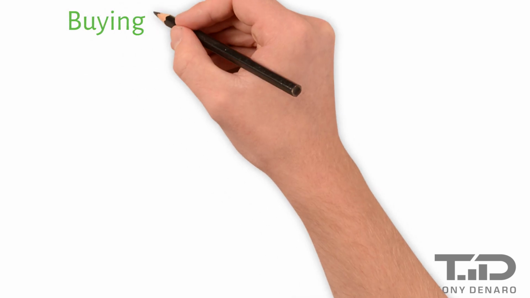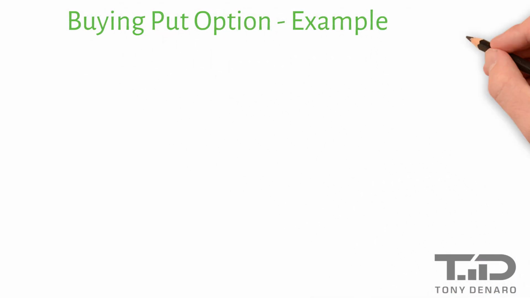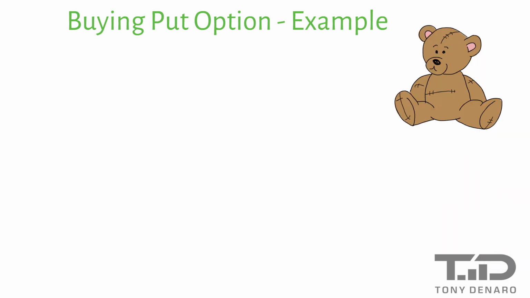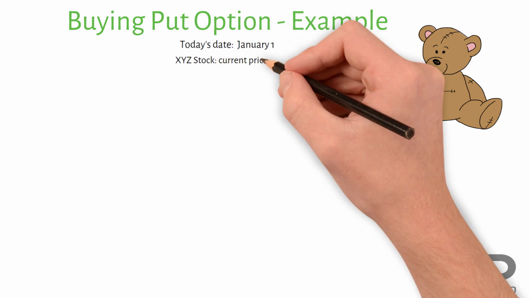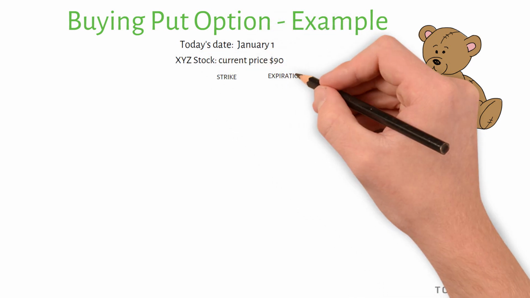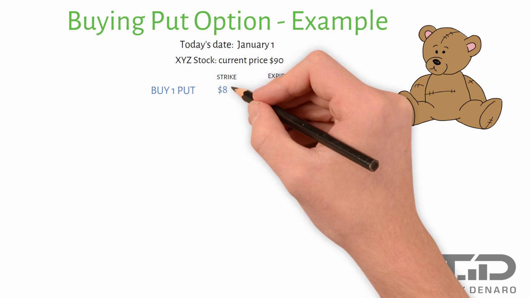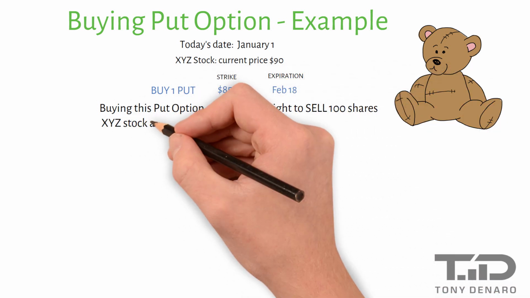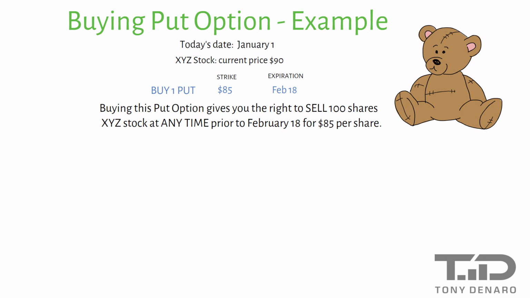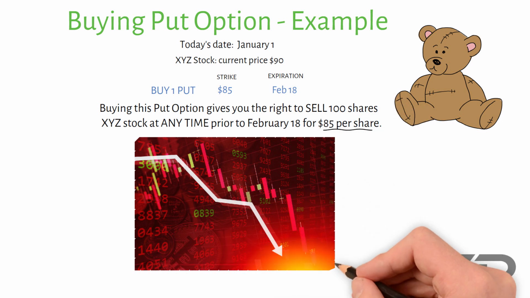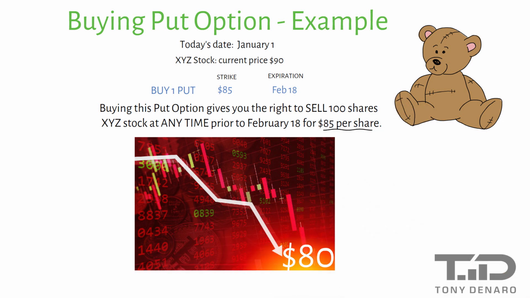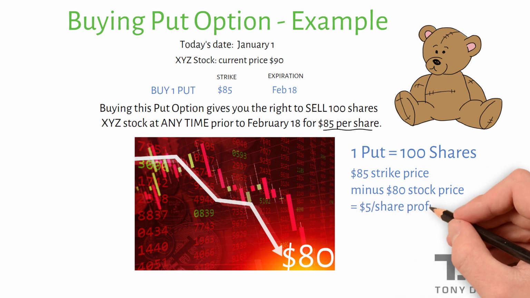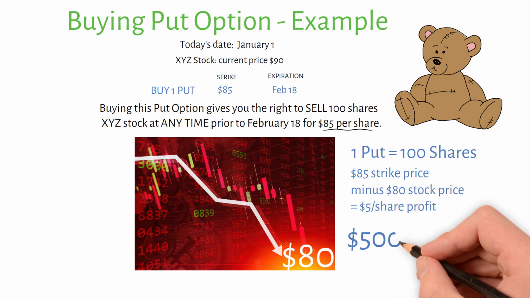Buying a put option, here's a quick example on that. Again, we'll go more into that on lesson number 3. If you are bearish on a stock, you'd buy a put. If today's date is January 1st, current price of the stock is $90. We'll buy one put with a strike price of $85 because we're expecting the stock to go down. This put gives us the right to sell 100 shares anytime prior to February 18th for $85 per share. If the price plummets, let's say it goes to $80, one put is equal to 100 shares. We've got a difference between the strike price and the stock price of $5 per share, or again, a $500 gain on the put.